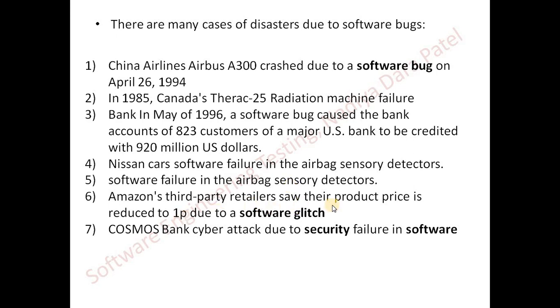Amazon's third-party retailers saw their product price reduced to 1p, which was again due to a software glitch. They suffered very heavy losses that year. The Cosmos Bank cyber attack turned out to be a failure in software, which became a security failure, but it was initially a software failure. This took place in India, and there are n number of situations where losses were because of software only. So these were some of the selected ones.